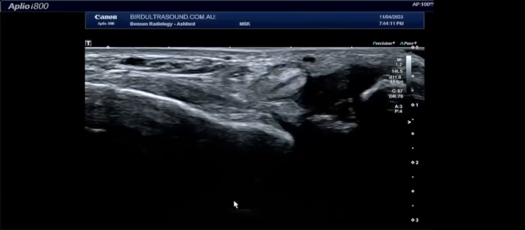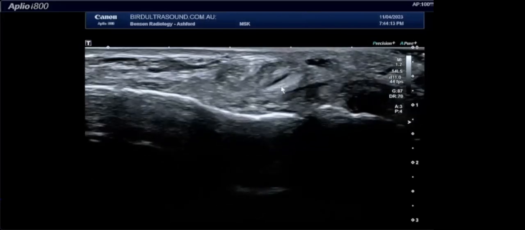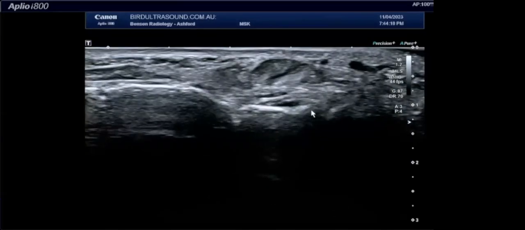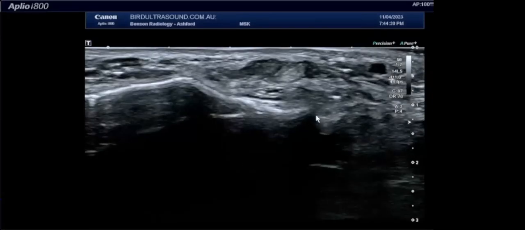I'm now going to just quietly keep moving down these peroneal tendons so we can see peroneus longus sitting on top of peroneus brevis. There's the subtalar joint, and we're past the CFL now, and now we're dropping into the sinus tarsi.